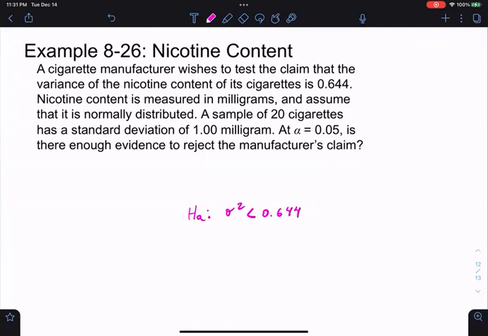Nicotine content is measured in milligrams and assume that it is normally distributed. A sample of 20 cigarettes has a sample standard deviation of 1 milligram. At 0.05, is there enough evidence to reject the manufacturer's claim? So this is the claim, and the null should be the reverse.